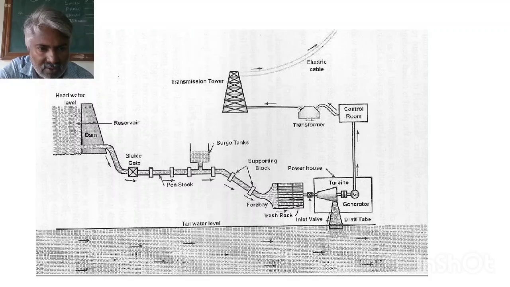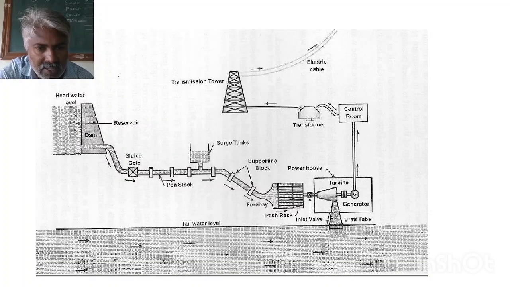So through the gate valve, high pressure water, the potential energy of the water and the high pressure, will be sent through the pipes. That pipe is called the penstock. It may be made up of either concrete or steel.